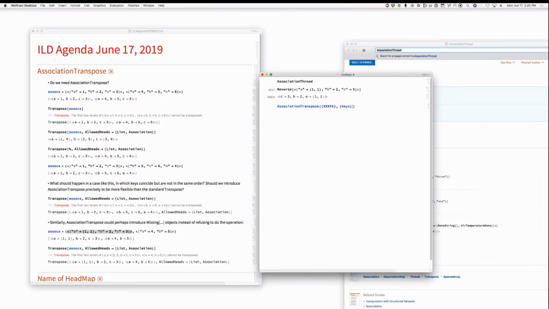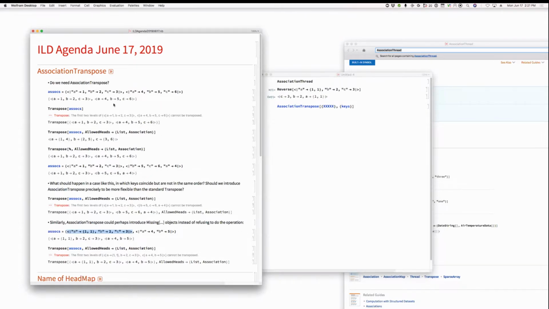So the transpose will be a single association. Wait a minute. What is the transpose here? Why isn't it just a bunch of missings? And why doesn't it make lists that are always pairs, but they have a bunch of missings in them?